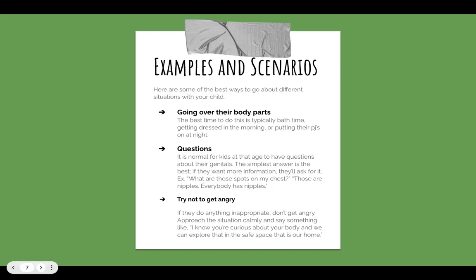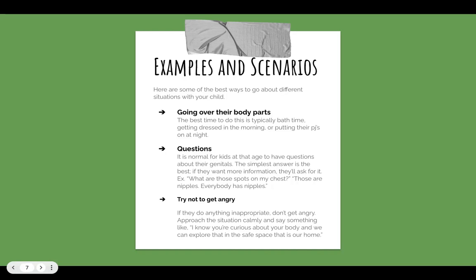Here are some of the best ways to go about different situations with your child. Going over their body parts is important. The best time to do this is typically bath time, getting dressed in the morning, or putting their PJs on at night. It's also normal for kids that age to have questions about their genitals. The simplest answer is the best. If they want more information, they'll ask for it.